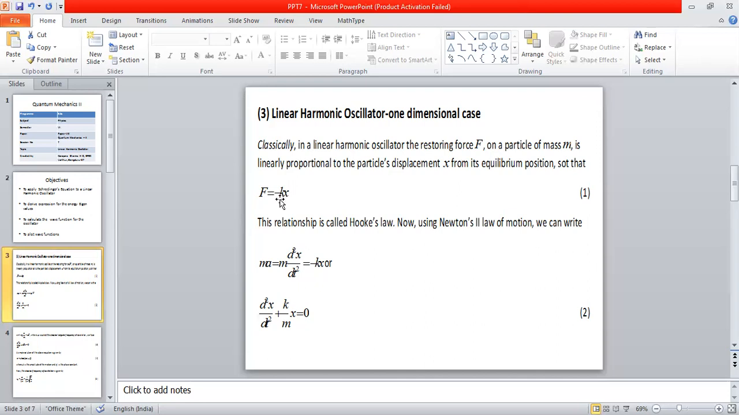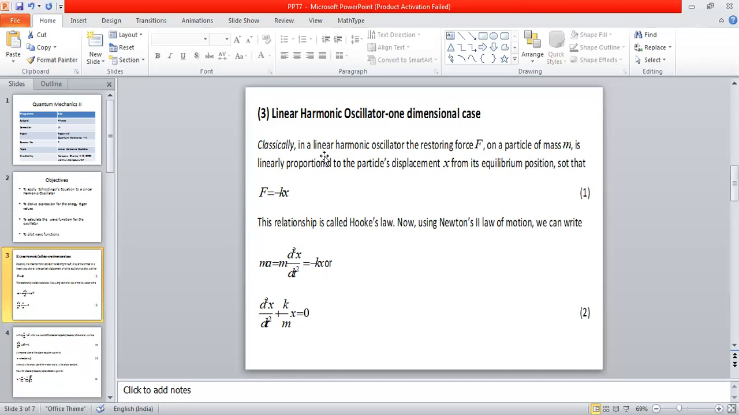So where k is some constant. In the case of a spring, it is called a spring constant, whereas in the case of a general linear harmonic oscillator, this k is called some elastic constant. And basically this F = -kx is nothing but Hooke's law. Whatever the relation that we have written, this is what is called Hooke's law. Hooke's law is a basic law in the case of elasticity, as we know.